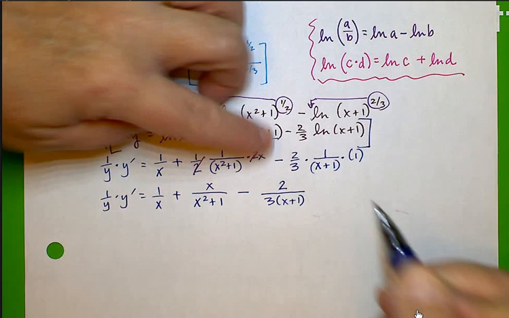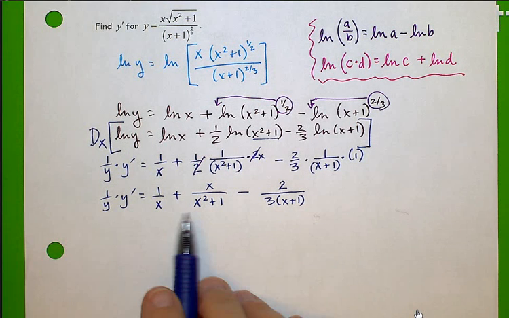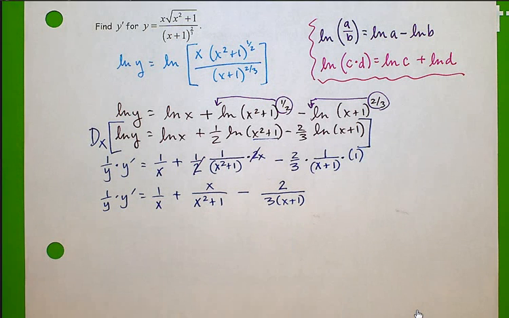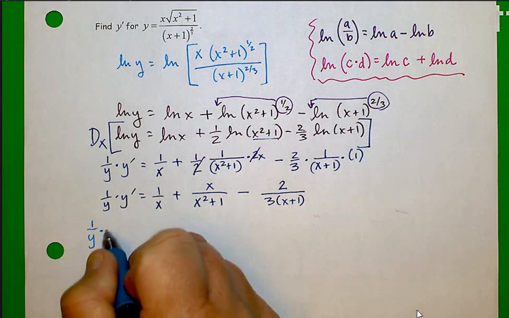Okay, well, now that I have this on the right hand side, I kind of have a lot going on. The best bet here would be to make a common denominator. So that's what I'm going to do. It takes a little bit of algebraic work, but it's worth it. I'm going to leave the left-hand side as is right now.